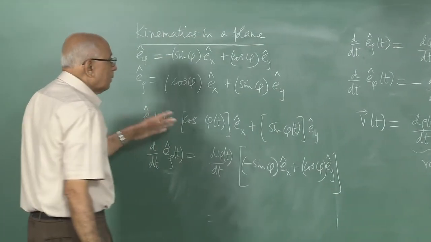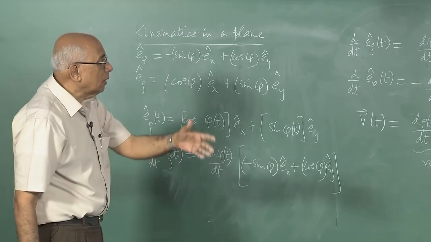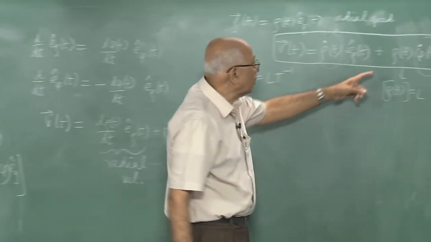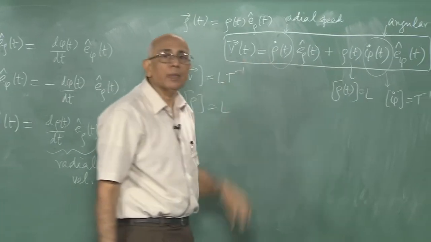This is the analog of the Cartesian quantity we wrote down. We wrote V of t is Vx times Ex plus Vy times Ey. Now we got slightly more complicated quantities. There is an angular speed coming in, there is a radial speed coming in, and so on.